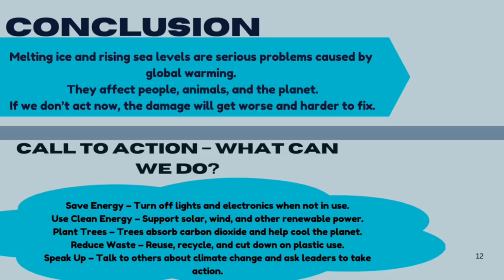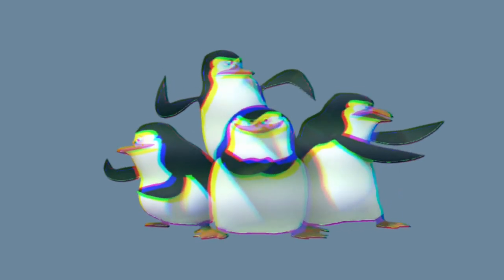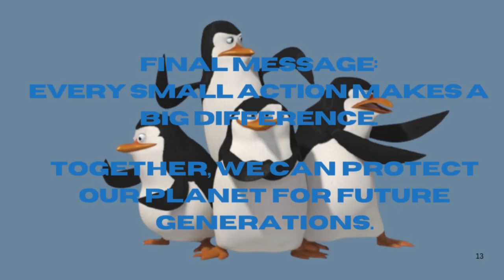The actions that we can take are to save energy, for example turning off the lights in your room when not in use, and using clean energy like solar energy. Plant trees, because they absorb carbon dioxide. Reduce waste: recycle, reuse and cut the use of plastic. And lastly, we can also speak up to society about climate change and ask leaders to take action. My final message is that every small action makes a big difference. Together, we can protect our planet for future generations.